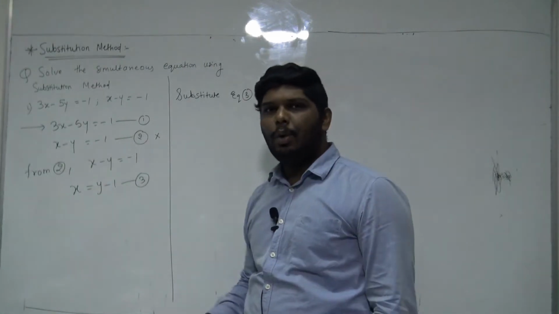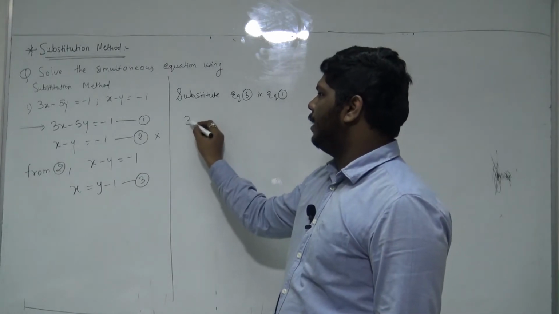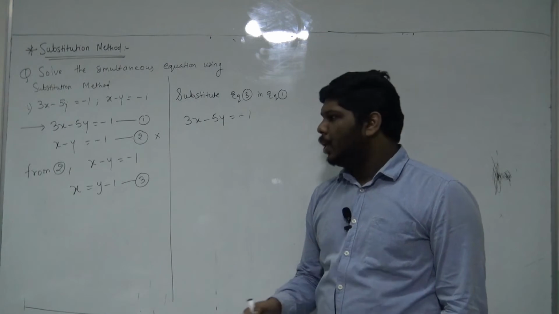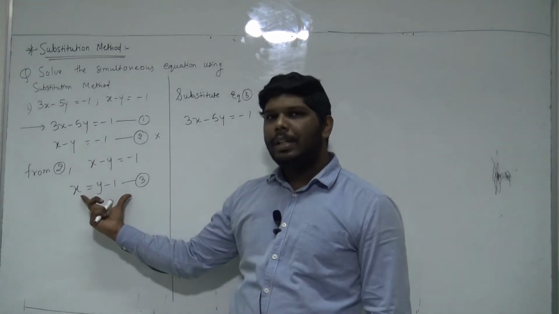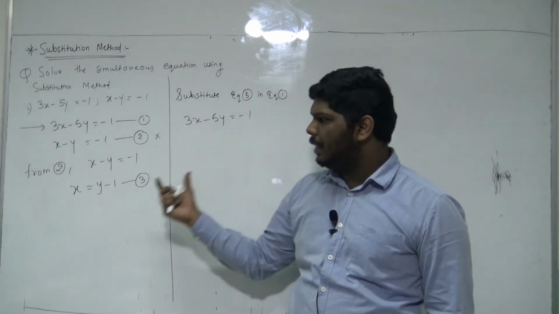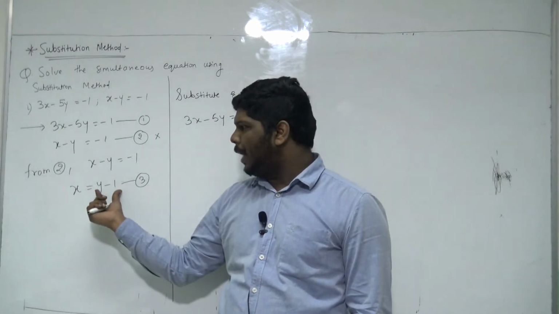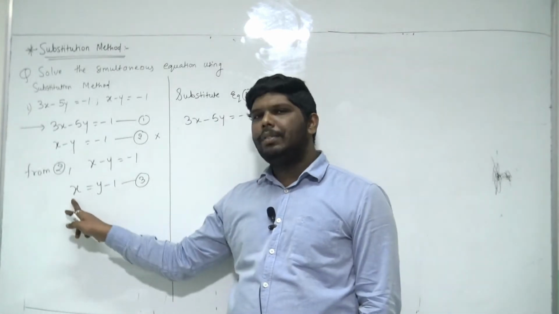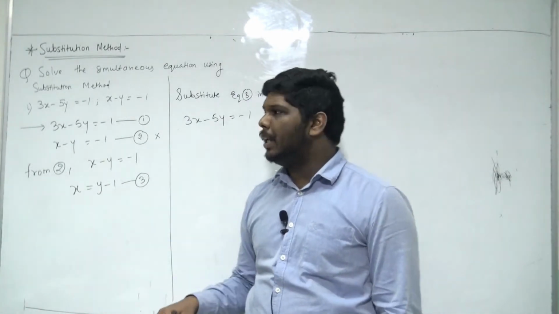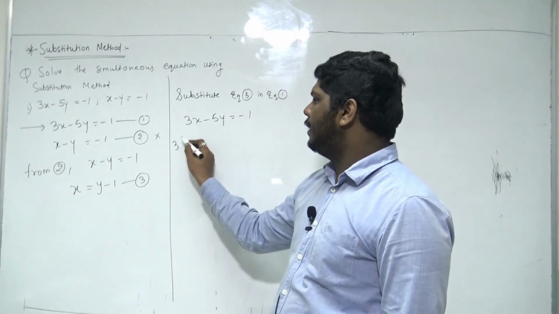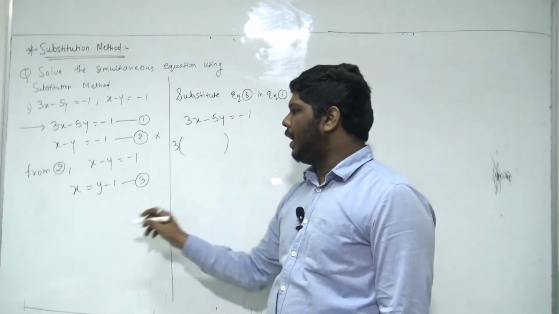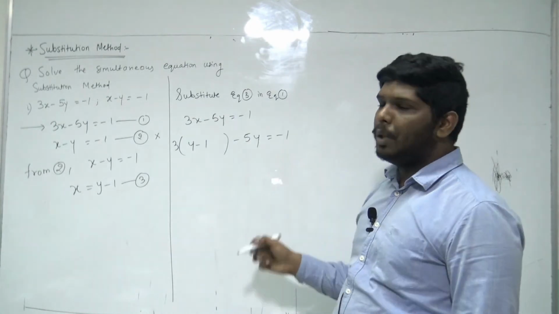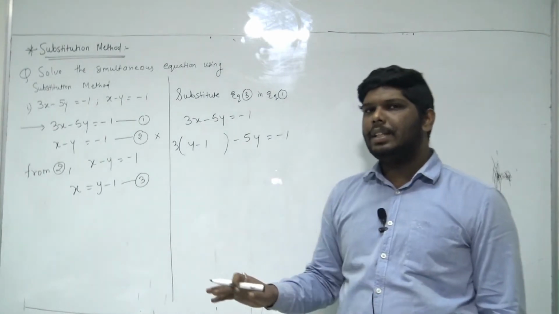equation number 3 in equation number 1. So let us rewrite equation number 1 first. Equation number 1 is 3x minus 5y is equal to minus 1. What do we mean by substituting equation number 3 here? It means in place of x we are going to write y minus 1. Everything else will be the same. So 3 as it is, since x is there we'll write y minus 1, minus 5y is equal to minus 1. As you can see, the remaining part is all the same.